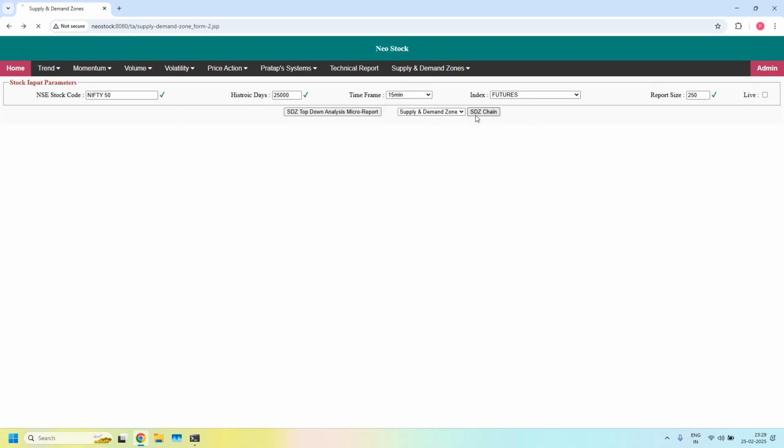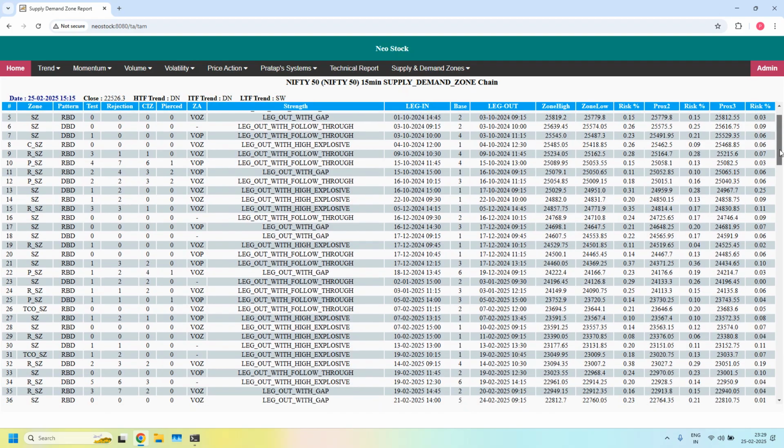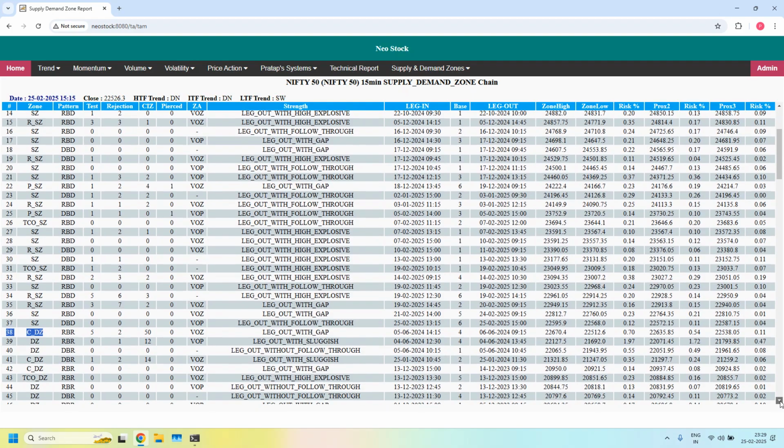15-minute supply demand zone chain for Nifty. All these are all supply zones. I am scrolling the list down. 38 is the nearest demand zone to the current closing price. Let me put it in the center.